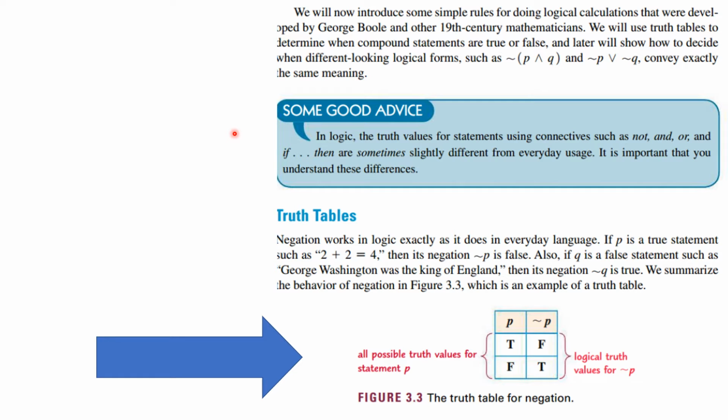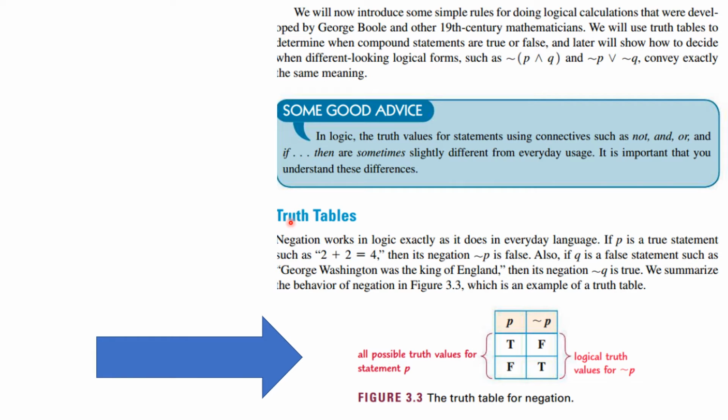Now, some good advice looking forward: truth values for statements using connectives such as not, and, or, and if, then are sometimes slightly different in mathematics than in everyday usage. It's important for you to understand these differences.